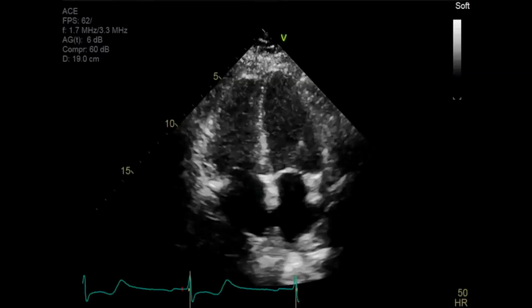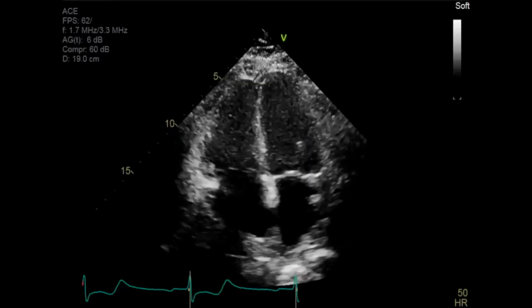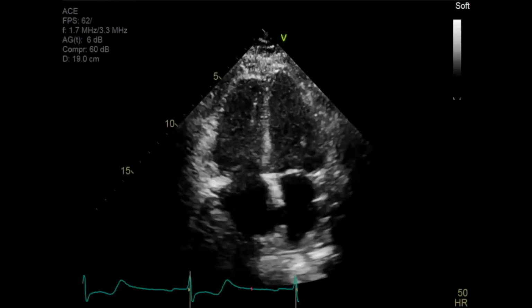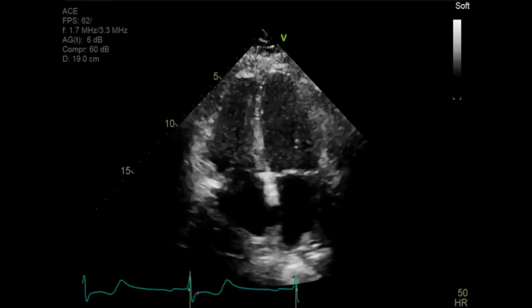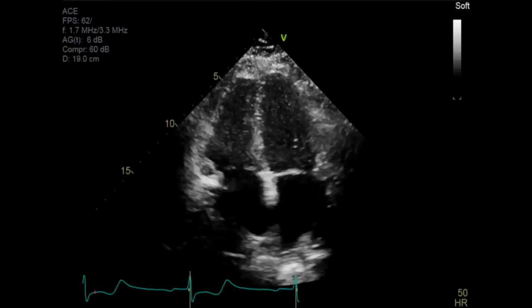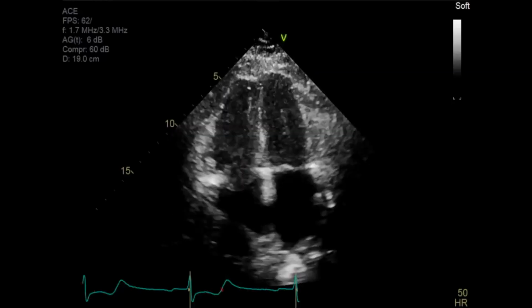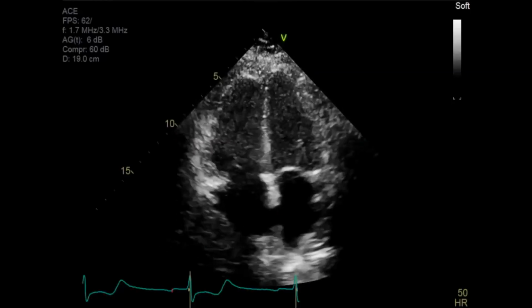I remember a mentor of mine calling it a T sign, where that's the wall motion on the parasternal short axis. I tried to get the best views that they had for the case, but really this was one of the more clear ones.